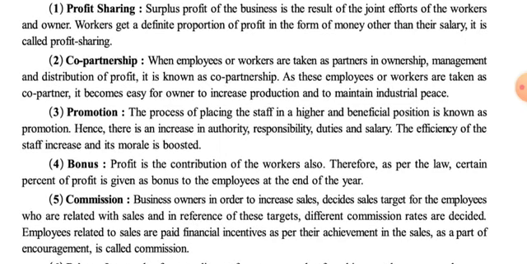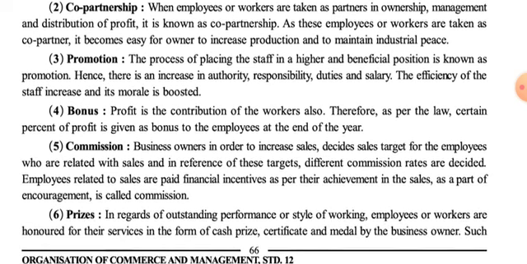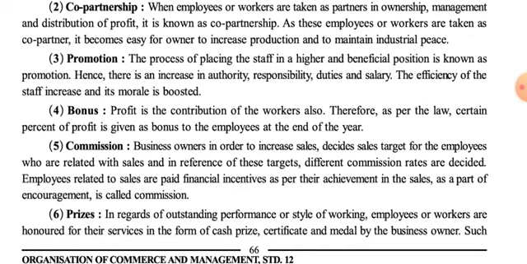Profit sharing means that the result, or we can say the profit of the organization, is the joint effort of employees and their owners. So it is the responsibility of the organization to distribute a definite proportion of profit in the form of money other than salary to the employees. When the organization does this, it is called profit sharing. Co-partnership means that employees are taken as partners in ownership, management and distribution of profit. Here all the efficient employees are taken as co-partners, and with their help it becomes easy to increase production and to maintain industrial peace.